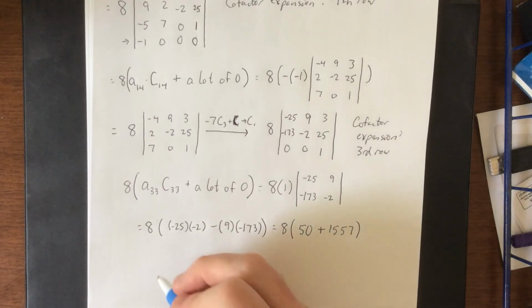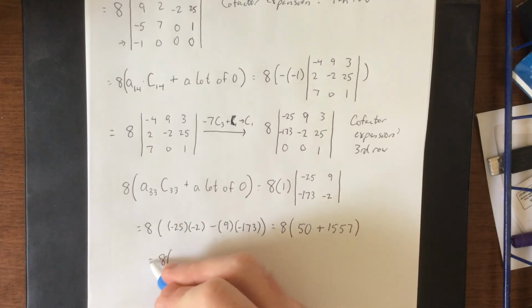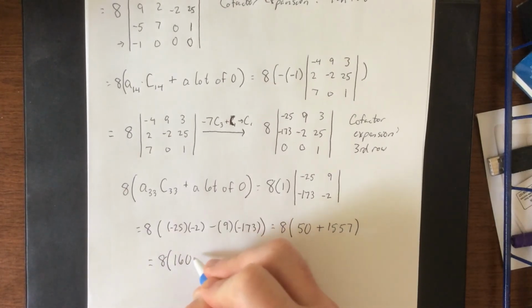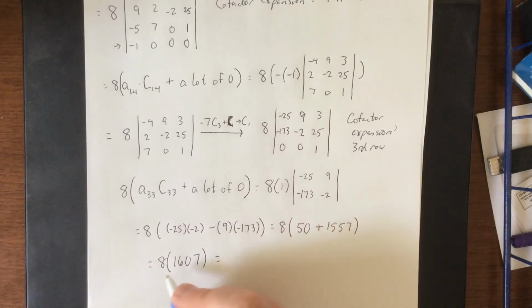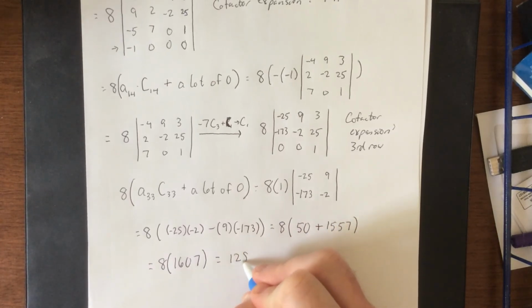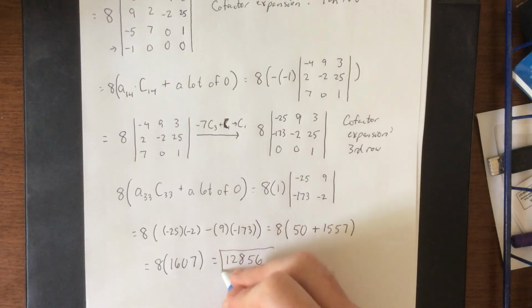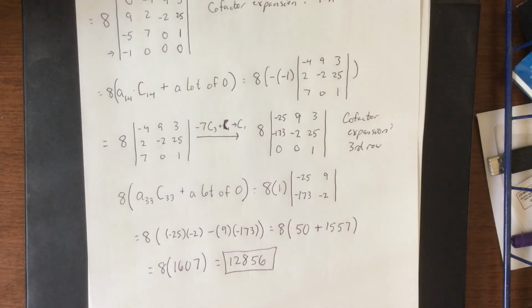Continuing to simplify, this will be 8 times 50 added in there, which gives us 1,607. 8 times 16 is 128, and 8 times 7 is 56. Final answer for this one will be 12,856. And if you had to turn to a calculator at some point in here, absolutely nobody blames you.